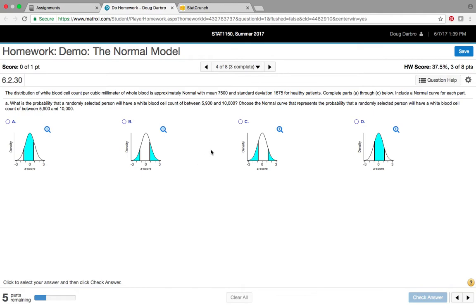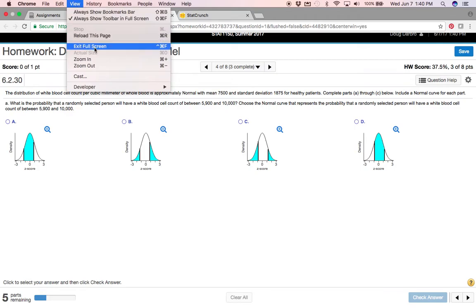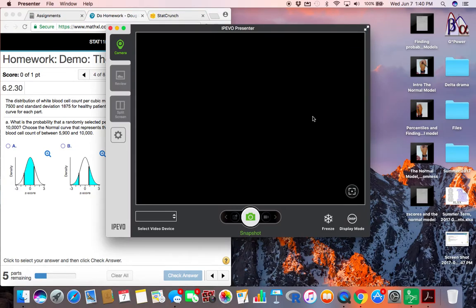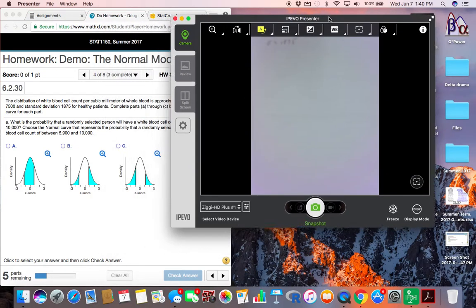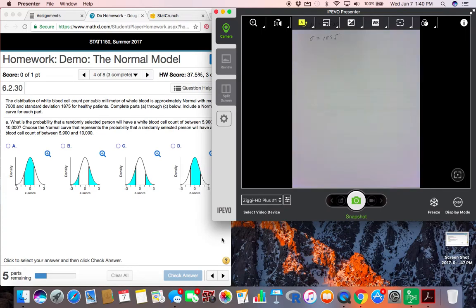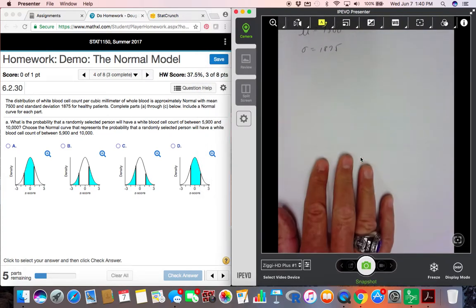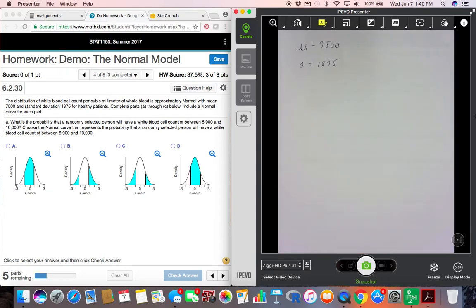So what is the probability that a randomly selected person will have a white blood cell count between 5,900 and 10,000? So which one of those would represent that? Now, what they do, they're kind of tricky here in that they give you the illustration as a z-score. Now, let me exit the screen here and bring this up. So a little bit tricky, all right, but it's not tricky enough to get us.